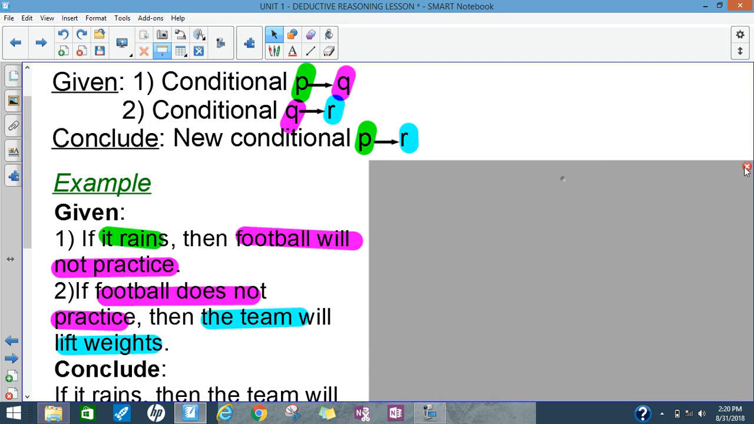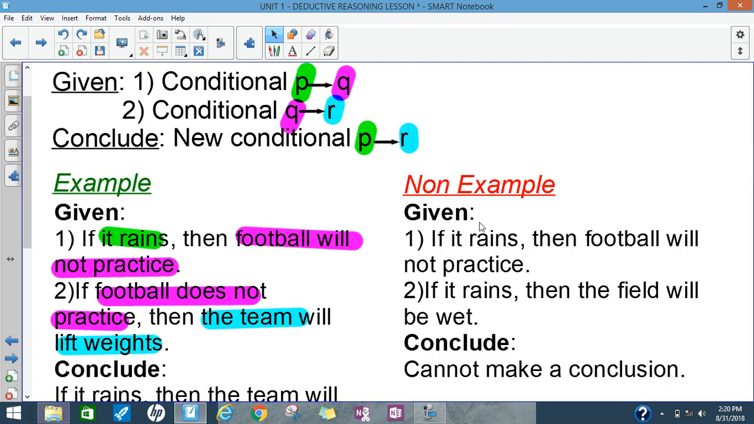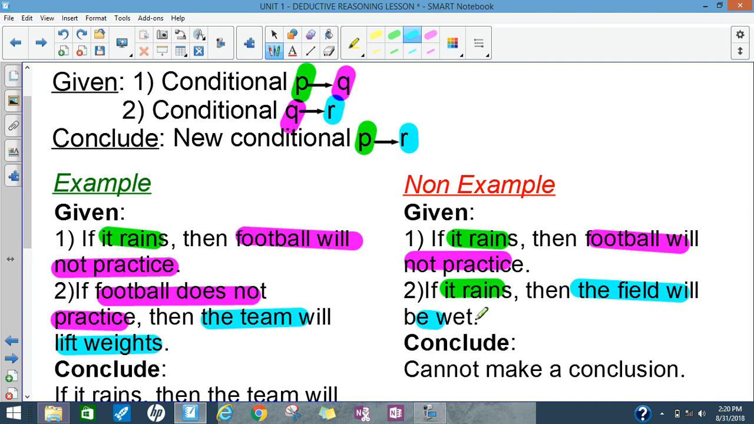So sometimes it looks like it's going to work, but it won't, and here's an example of that. We have that if it rains, football will not practice. And then again, we start with if it rains. So we're starting the same way. That doesn't follow the law of syllogism. Then the field will be wet. So we have to end one statement the way we start the next one. In this one, we start with P both times. So we have if P then Q, if P then R. And so we can't make any conclusions because it doesn't follow the law.